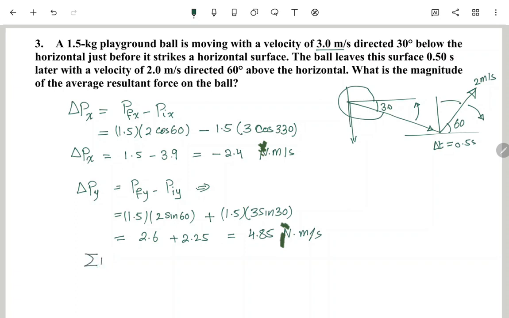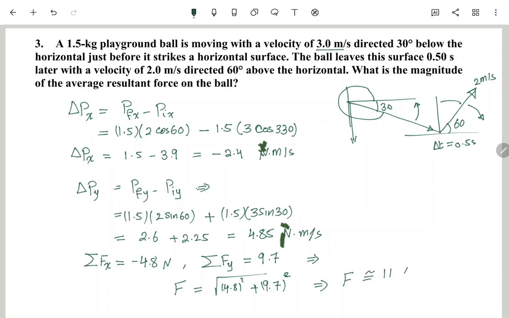Now, sum of all forces on x equal to, now on x it's delta px divided by the time interval, which is in this case equal to 0.5, so it's equal to 4.8 newtons with minus sign, and sum of all forces on y equal to 9.7, which is delta P, 4.85 divided by 0.5. Now F in this case will be equal to square root of fx square, 4.8 square with minus sign, plus 9.7 square. You simplify this one here, F will be equal to almost 11 newtons.